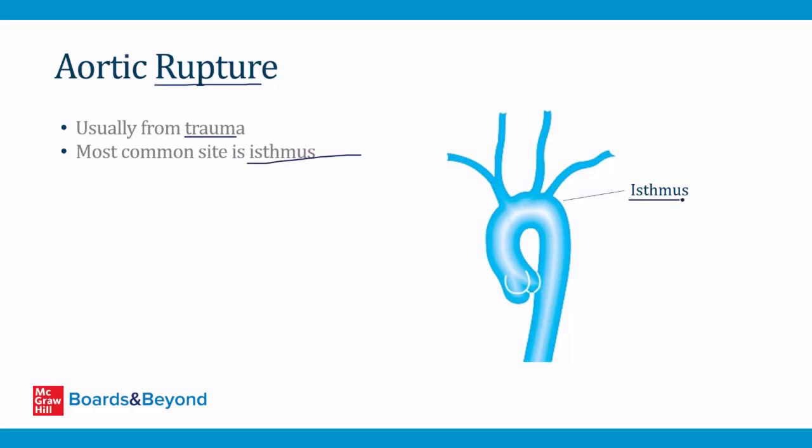This is the isthmus right here. It's the portion of the aorta just beyond the takeoff of the left subclavian and before the insertion of the ductus arteriosus in the fetus, which is about here. And it turns out developmentally that this is a relatively weaker portion of the aorta compared to other sections like the descending aorta and the ascending aorta. So this is where ruptures tend to occur in patients who have major trauma.